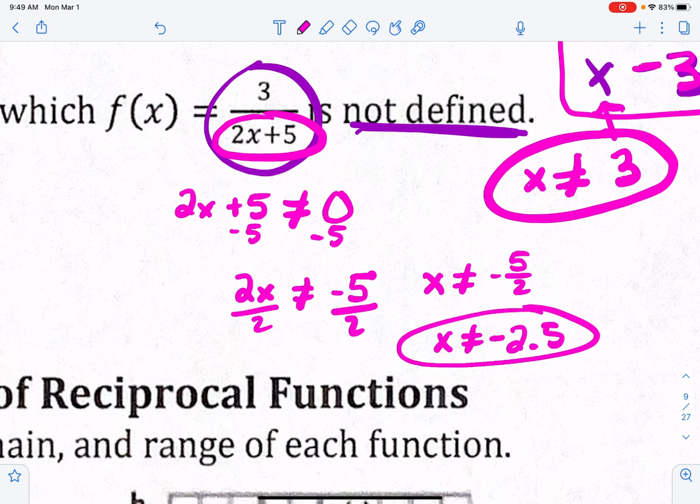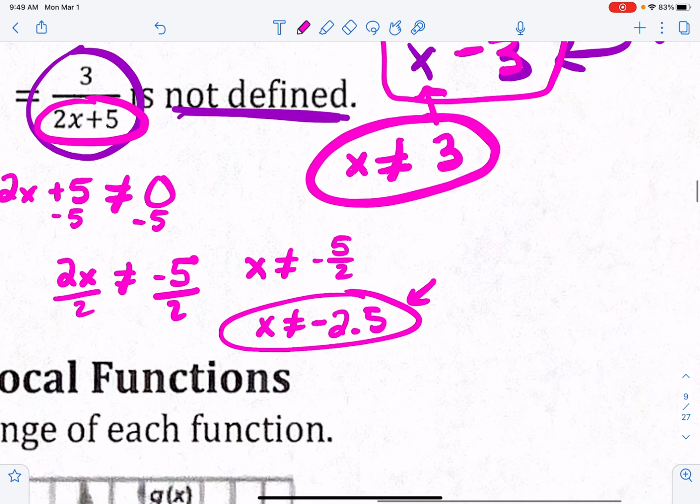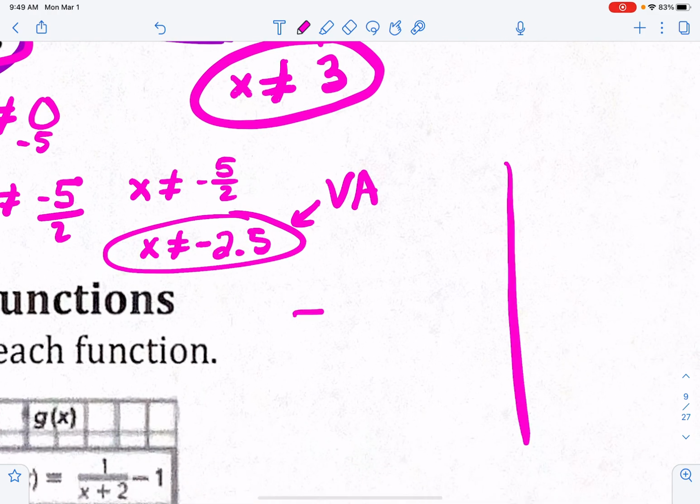Now, the special thing about that is since x can't live there, that's where your vertical asymptote is going to live. So if we were to graph this, instead of my vertical asymptote being here at 0, it would be at negative 2.5, which is right here.